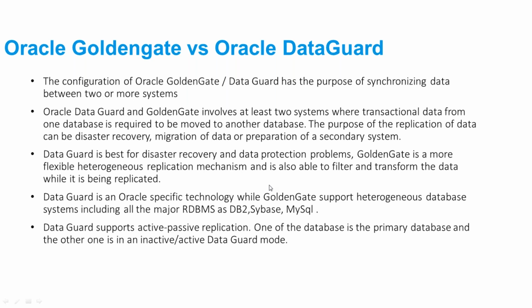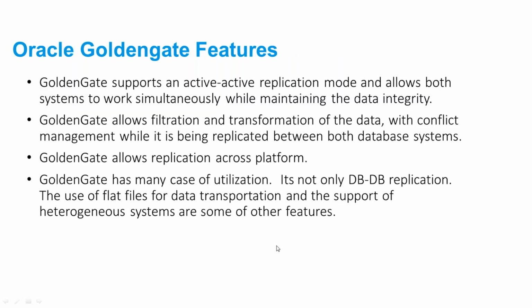DataGuard is Oracle specific technology, while Golden Gate supports heterogeneous database systems. DataGuard supports active passive replication. So basically bidirectional it does not support. One of the databases is primary and the other side is inactive, or active in Active DataGuard. However, with Golden Gate you can have bidirectional or multiple different topologies.